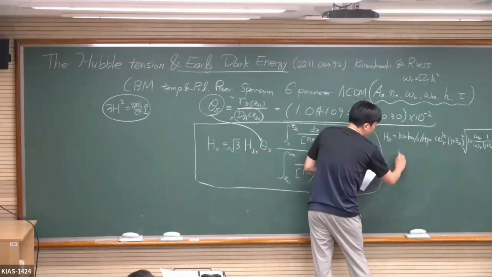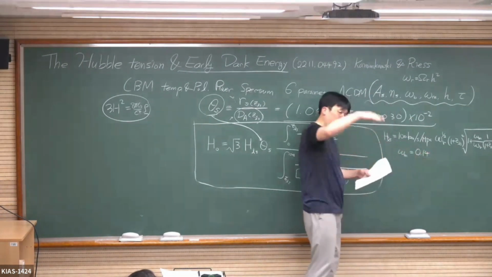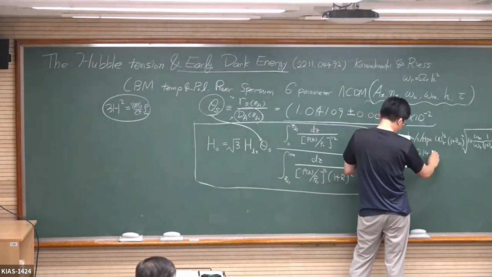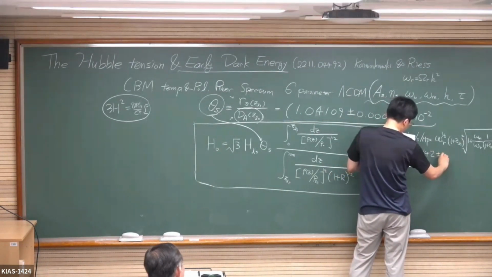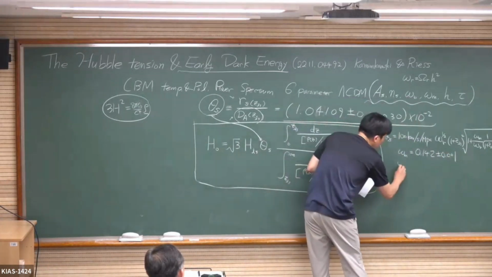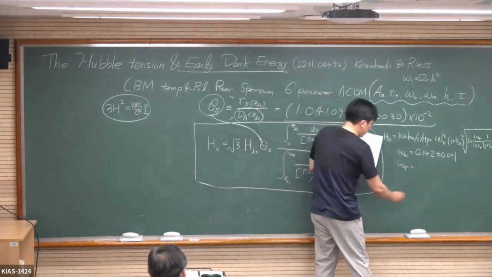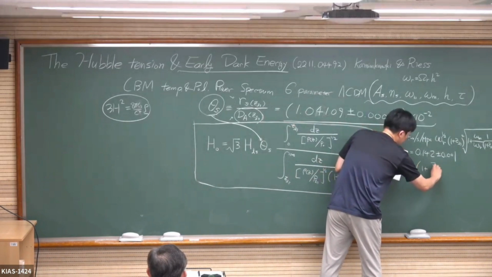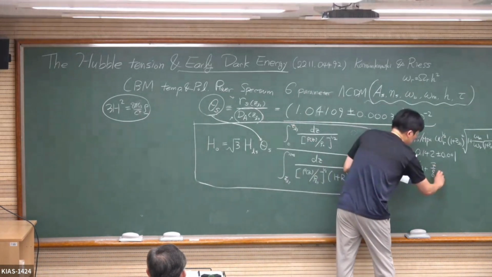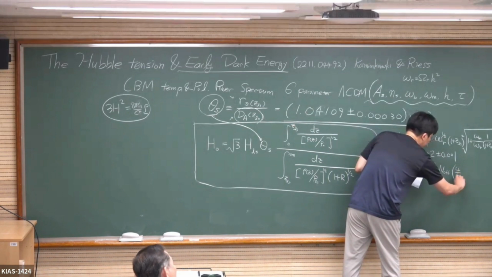And here omega matter, we measure from the CMB, the height of the peak. That's the primary measurement of it: 0.142 plus minus 0.001. And omega radiation, we have an expression for this, with 7/8. So this one is a contribution from the radiation, and that is the usual way of parameterizing this quantity.